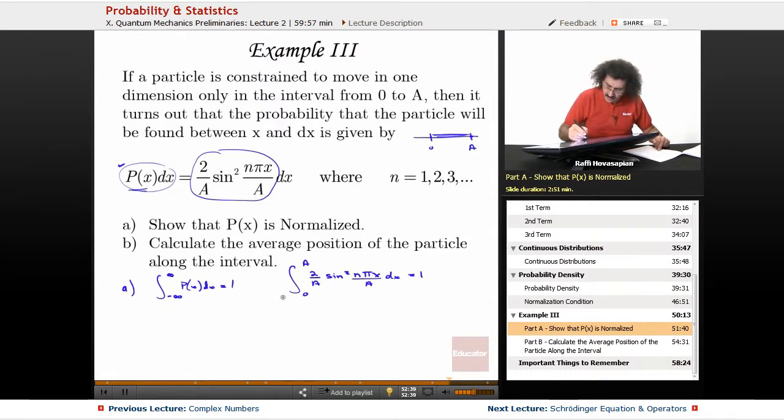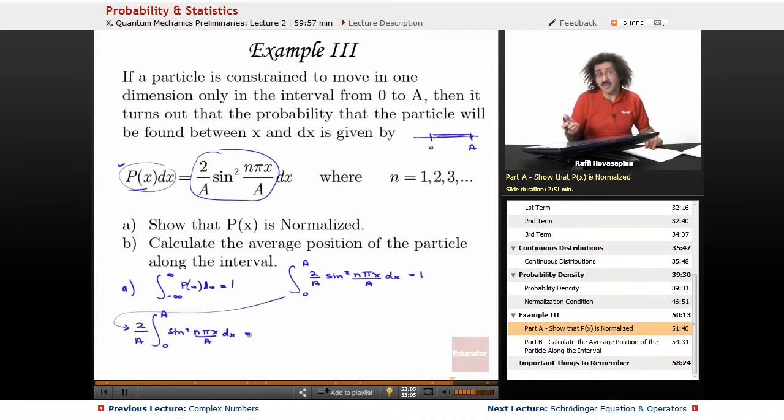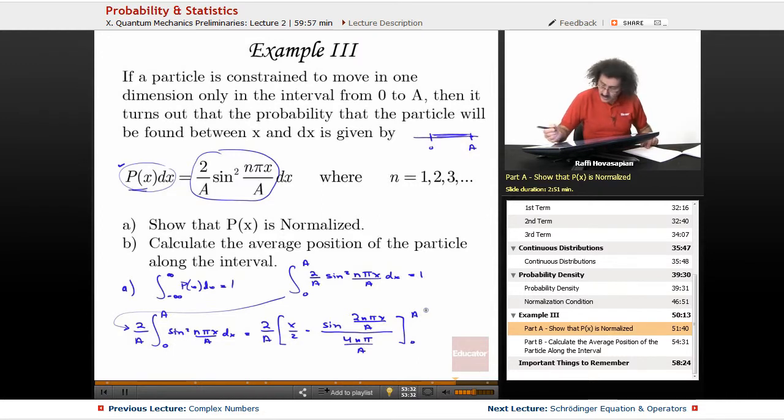So this integral is going to equal, I'm going to pull this 2 over a out, from 0 to a of sine squared times n pi x over a dx. Well, I can either use math software or I can go ahead and look this up in a table of integrals. I get the following. I get 2 over a times, this integral is x over 2 minus the sine of 2n pi x over a divided by 4n pi over a, and we're taking this from 0 to a.